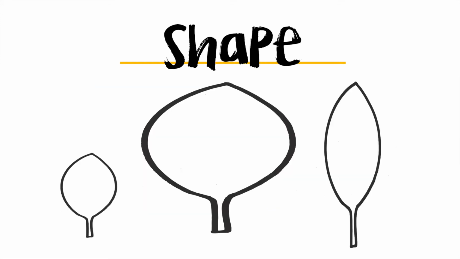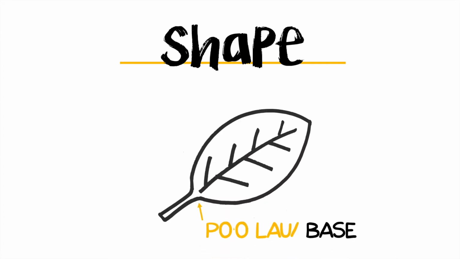Our last characteristic is shape, but it's probably one we rely on the most. For this characteristic, it's helpful to know the different parts of the leaf, so let's look at those different parts. First, we have our po'olau, or our base. This is where the stem connects to the leaf. Next, we have the apex, or the tip of the leaf, also known as a kihi. It can be pointed, rounded, or anything in between.